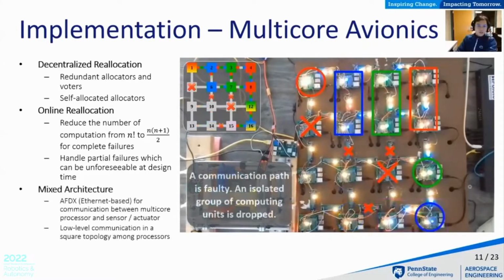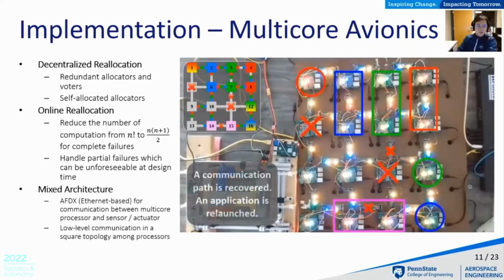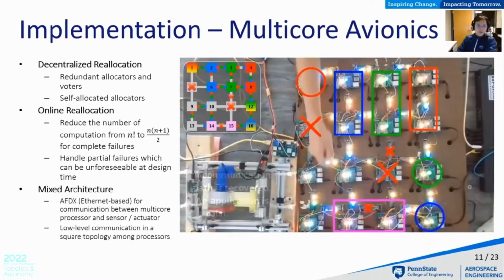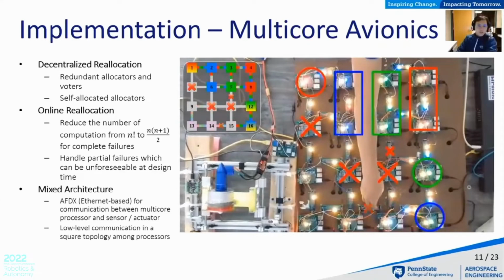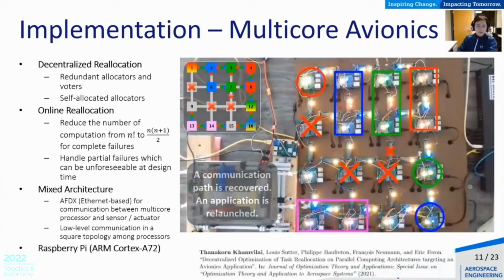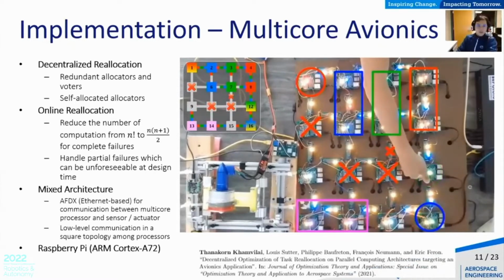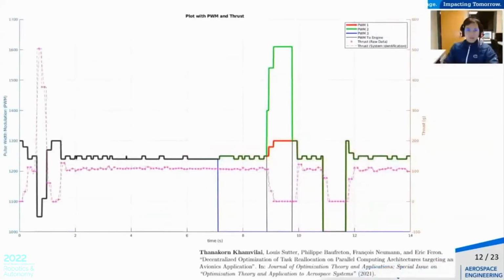The architecture used in this implementation is a mixture between an Ethernet-based communication used for transferring data between the electrical motor and the multi-core emulator, and a low-level communication network, which is in a square topology used for communication between each core. For the hardware, we used a Raspberry Pi to emulate the system. Here is the plot showing the result of the emulator.